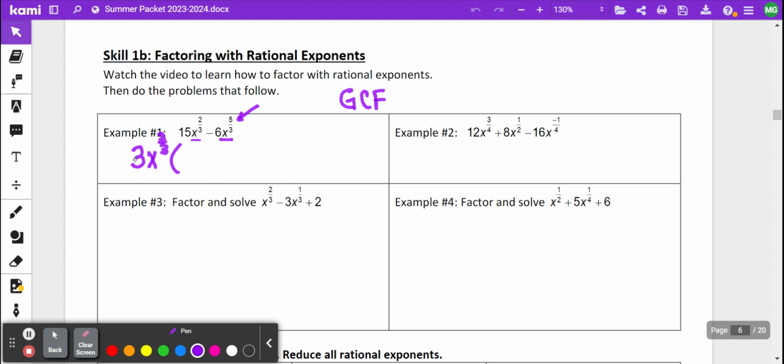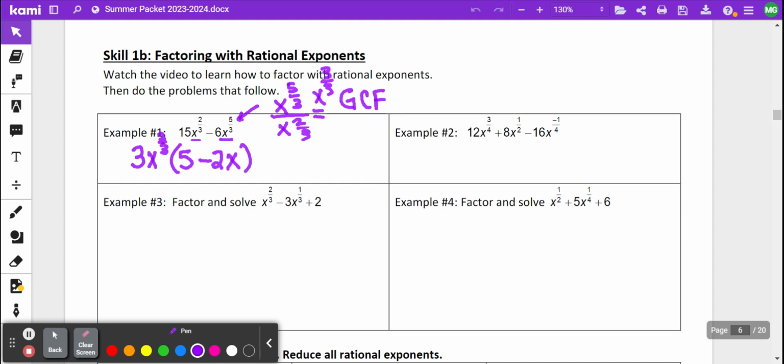So we do 15 divided by 3 is 5. x to the 2/3 divided by x to the 2/3 is 1. So that's good. Minus 6 divided by 3 is 2. And x to the 5/3 divided by x to the 2/3. Remember, we keep the base and we subtract the exponents. We would get x to the 3/3. And of course, 3/3 reduces to 1. So that is our factored form of that binomial.